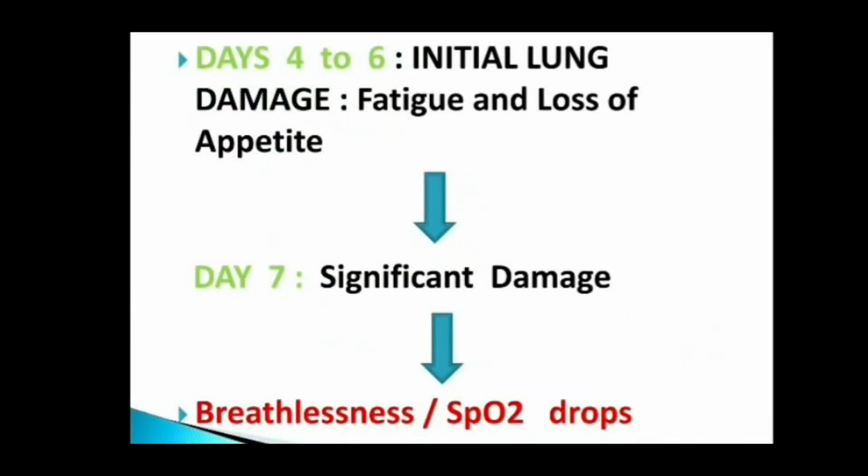So, what symptoms present due to the initial lung damage that occurs usually between day 4 to day 6? The person may experience severe fatigue and loss of appetite. These are the initial symptoms. Progressively over day 7 to day 9, once there is significant lung damage, breathlessness will develop, and saturation will drop to below 95%.